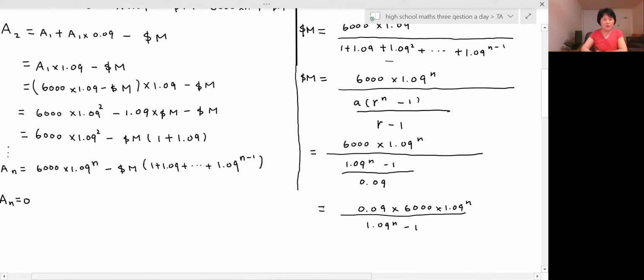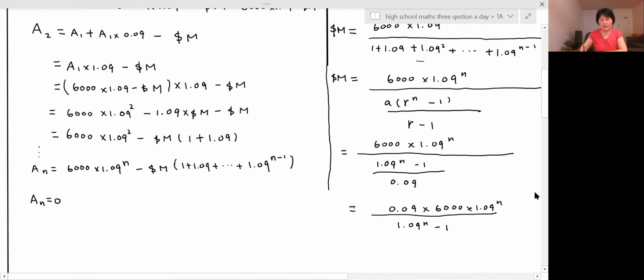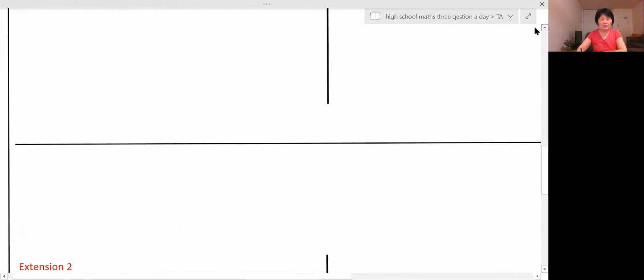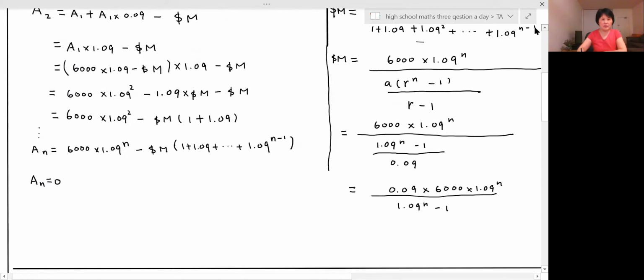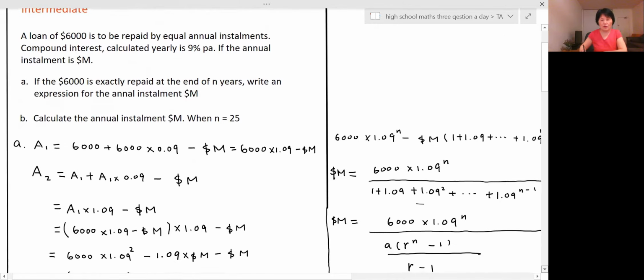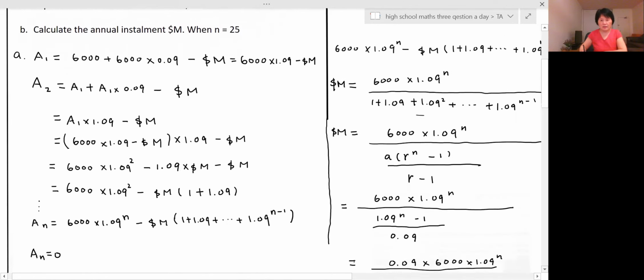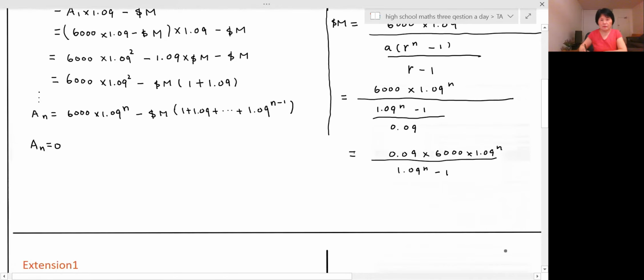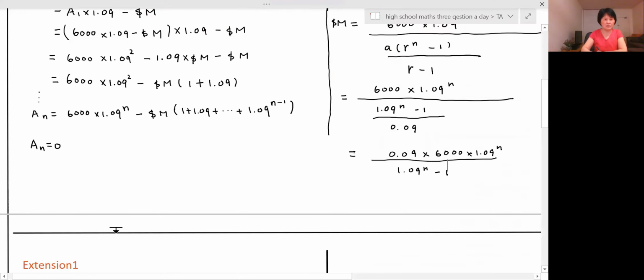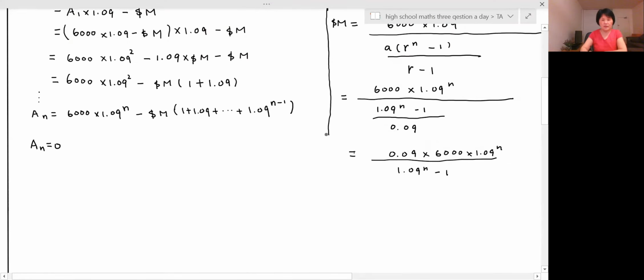Okay, so we finished the first one. Have a look at that again. The first one is the question we want to ask: the expression for the annual installment. Okay, so I already have expressed it. The annual installment is this one here. So the next one.